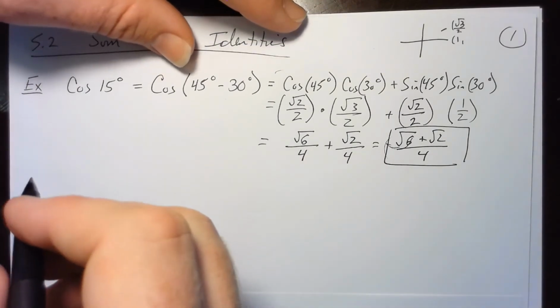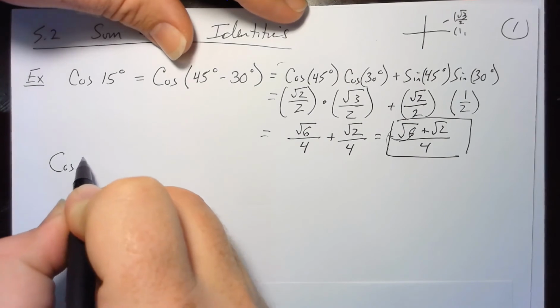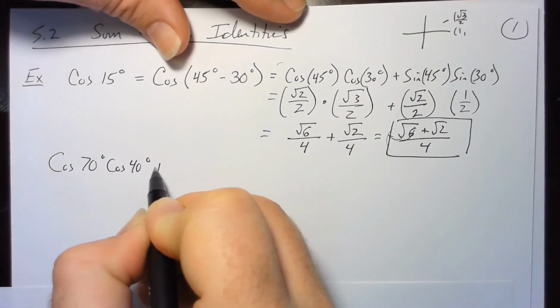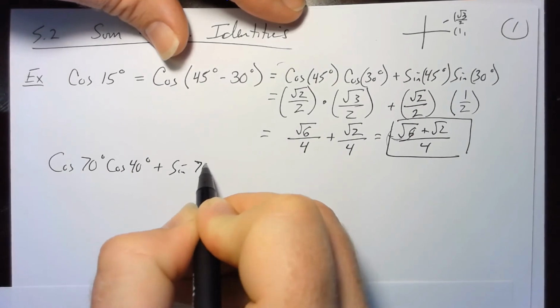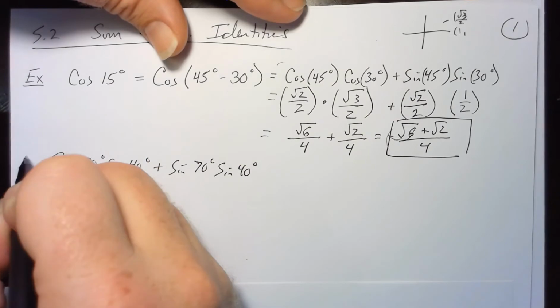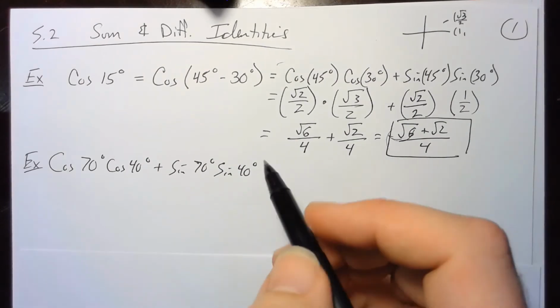Let's look at one more example that might be a little bit closer to home. The cosine of 70 degrees, cosine of 40 degrees plus the sine of 70 degrees, sine of 40 degrees. So again, the example is find the exact value of this. Now, you'll notice once again that cosine of 70 and cosine of 40 are two values that are not on the unit circle. They're not values that we actually know the exact numbers of.